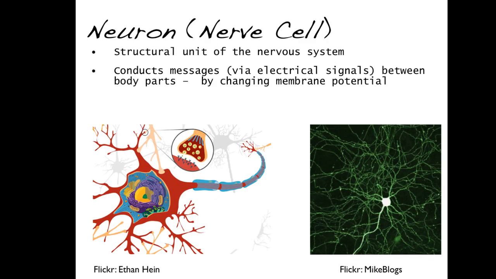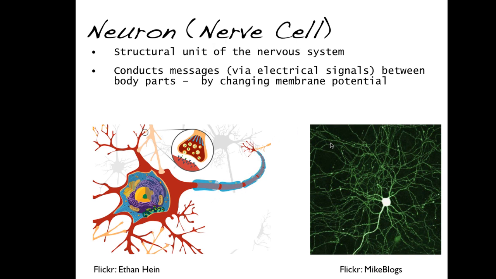So if we look at the basic nerve cell, we call it a neuron. The basic unit of the nervous system is the neuron. So we think about it as the nerve cell. And its role is to conduct messages between body parts by changing the membrane potential. So it sends electrical signals down its main axon. So you can see here that it has a lot of the similar features of a regular cell, but that it's very elongated. So it's a very long cell.